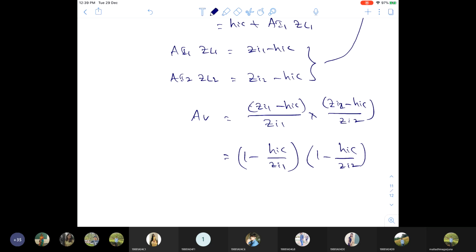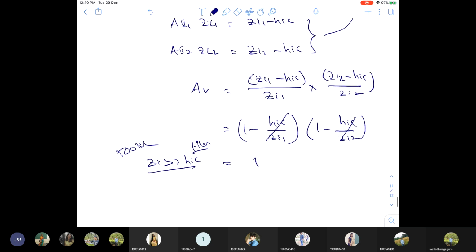So compare, we know that ZI is far greater than HIC. I just showed the example: input impedance will be 500 kilo ohm and this will be just 1.1 kilo, from the previous calculations. So far greater than, you can neglect this and neglect this. So 1 into 1, 1. So the voltage gain of multi-stage amplifiers of CC-CC configuration is 1.